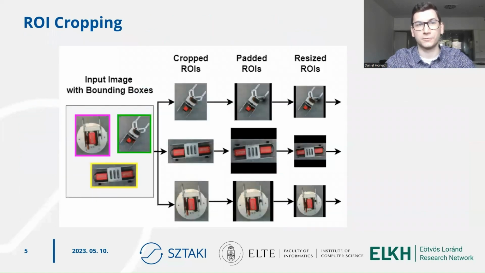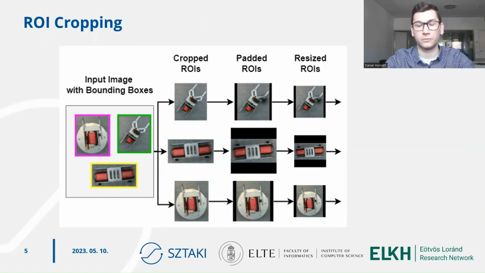The next step is, obviously for robotic grasping, we need the orientation as well, otherwise it just doesn't work. So we need the region of interest cropping first. That's the second step in our pipeline. And then basically in an image, we have the bounding boxes. And then we crop the regions of interest, and then we pad them to be a square.